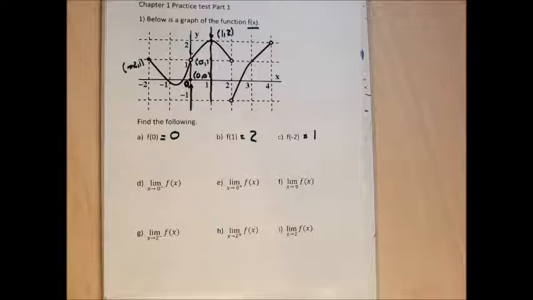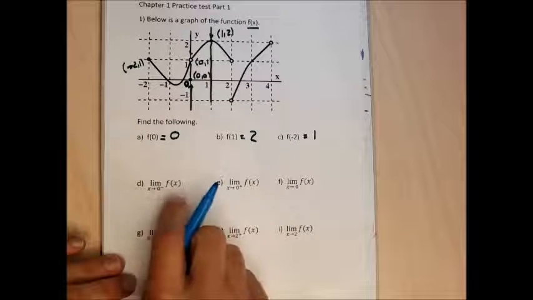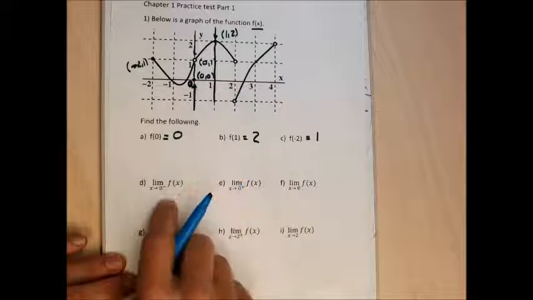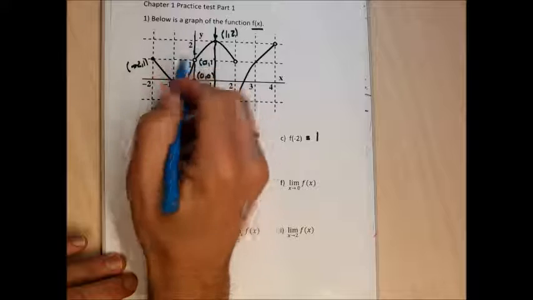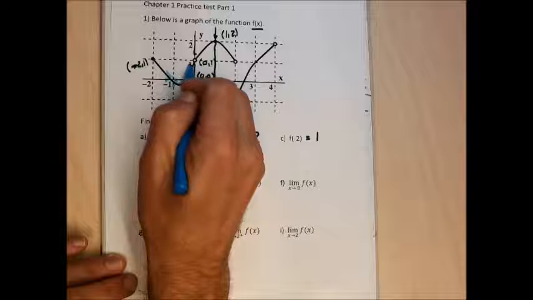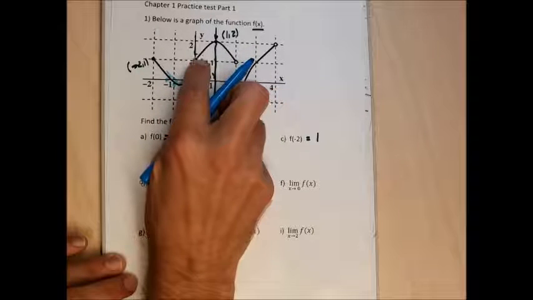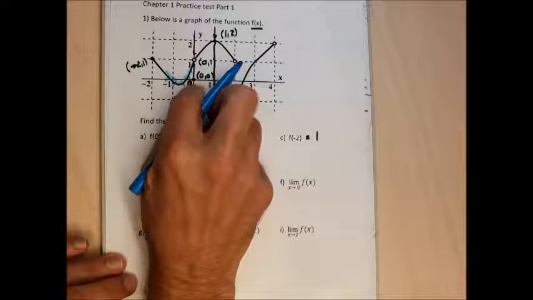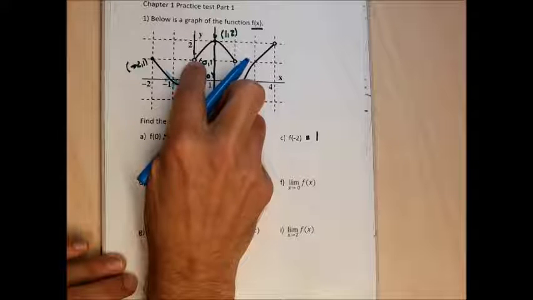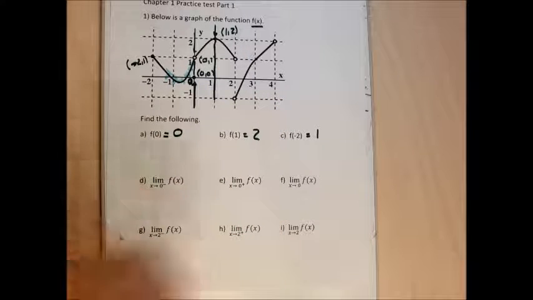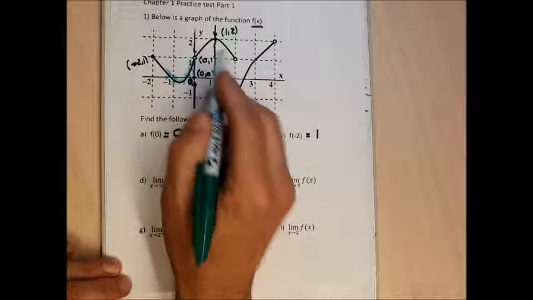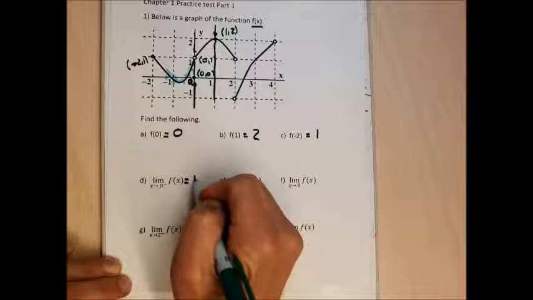Part D wants me to start tracing on the graph towards x equal to 0, but from the left side of it. So for part D, I'm going to start tracing on my graph, and I'm going to stop right before I get to that open circle, because that open circle has an x coordinate of 0, and the point that I'm pointing to is that same point 0, 1. The y-coordinate of that point, even though it's not a point on the graph, is the left-hand limit.